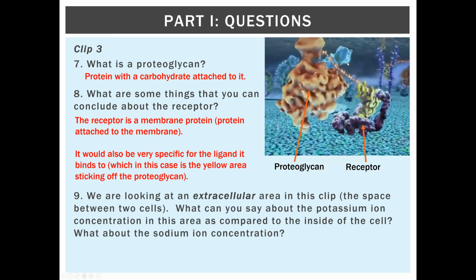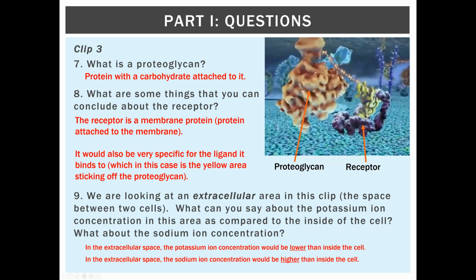If we are looking at the outside of the cell, we could say that in the extracellular space, the potassium ion concentration would be lower than inside the cell. Remember, you have higher potassium inside the cell, and right now we're looking at an outside view. Conversely, in this extracellular space, the sodium ion concentration would be higher than inside the cell. So again, inside the cell, sodium is low and potassium is high, and because we're looking at the outside, it's the opposite. Sodium is high and potassium is low.